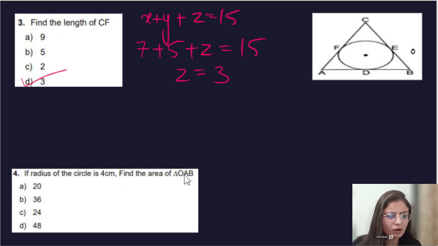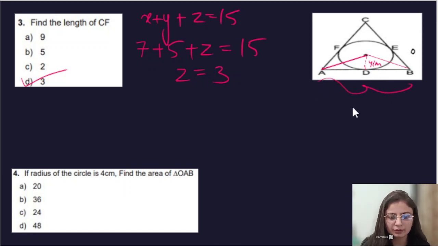If the radius of the circle is 4 centimeter, so we have this radius as 4 centimeter. Now find the area of triangle OAB. So this is my OAB. This is O. I'll join OA and I'll join OB. So we need to find the area of this triangle OAB. To find the area of this triangle, I'll use the formula half into base into height. Height I already know, this is the radius of the circle, 4 centimeter, and this base is 12 centimeter, which is given in the question.